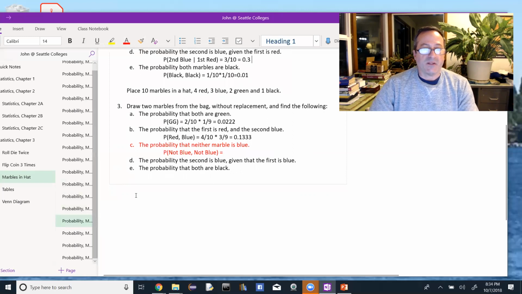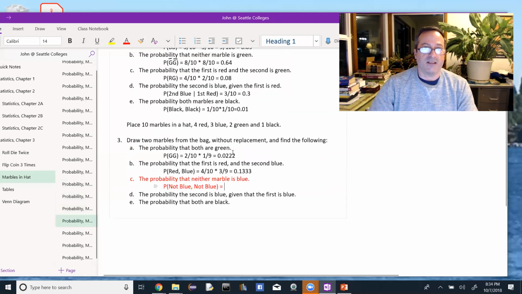Part 3, more: the probability that neither marble is blue. So that's not blue followed by not blue. So again, when we do a complement or the not of something, I can write the word not in front, or I can put the bar over the top, like up here I did not green and not green. Here I wrote not blue and not blue.